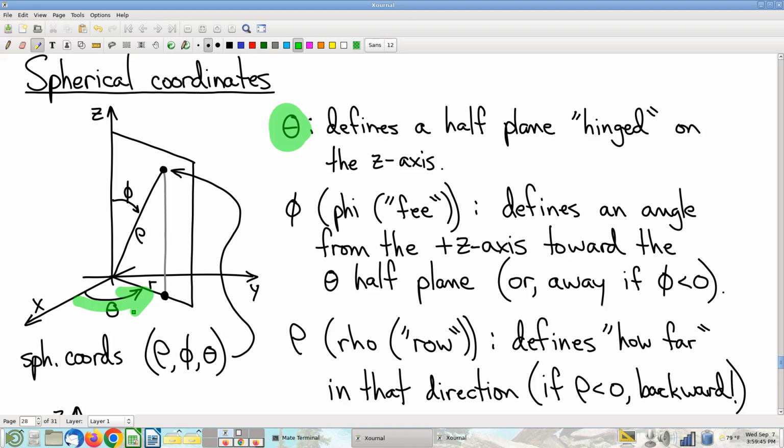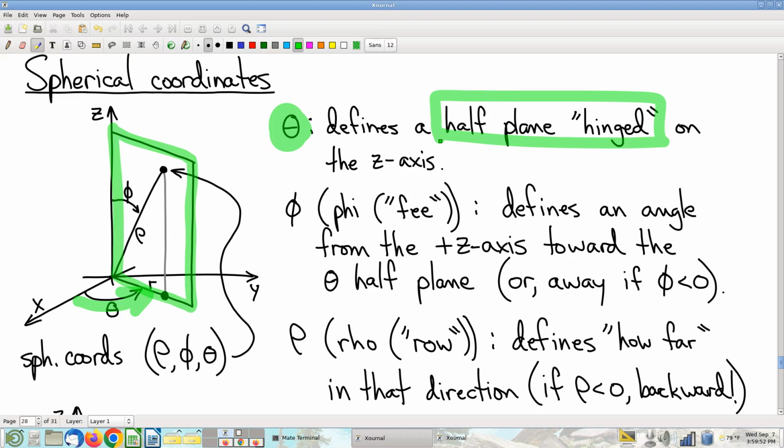Anyway, let's go on. So that angle, you'll notice, defines what I'm going to call a half plane hinged on the z-axis. And by hinged on the z-axis, I mean that the edge of the half plane is the z-axis. And as theta changes, you can think of these theta half planes as being kind of like a door that swings, where the z-axis is the hinge that the door is mounted on, if you will. Okay, so there's our theta. All right. Now, next coordinate.